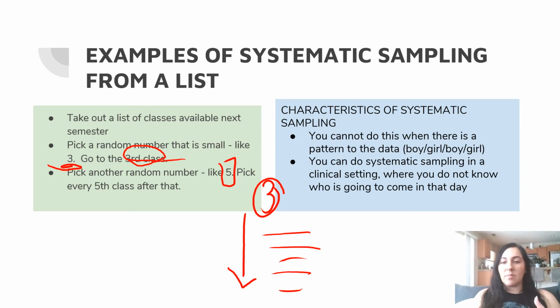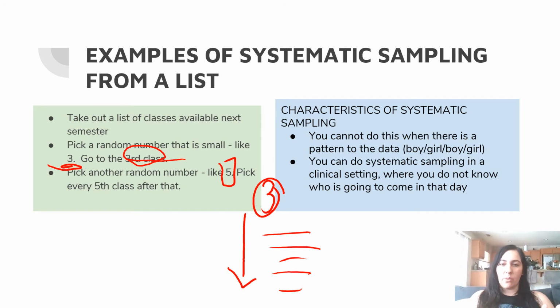So now let's look at some limitations of systematic sampling. If you are doing a list or a population where maybe you have a pattern of data, your list is a pattern. It might go boy, girl, boy, girl, boy, girl. For that type of thing, where boy-girl matters in your study, you do not want to do systematic sampling.